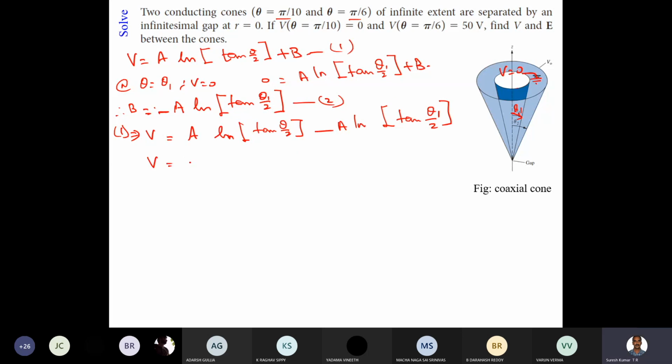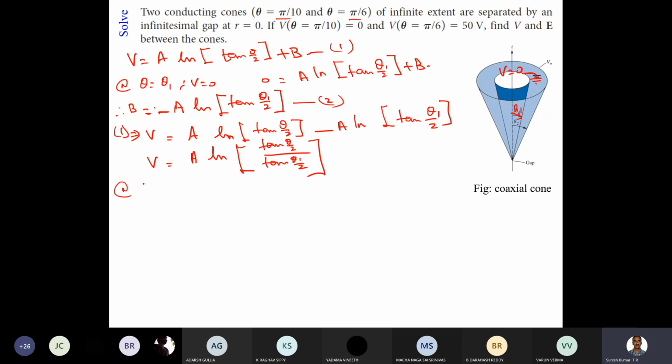Now in compact form, you can write A natural log of tan theta by 2 over tan theta 1 over 2, since natural log A minus natural log B is natural log of A by B. So we got the equation for potential. Still, this equation carries A, so we need to find A.